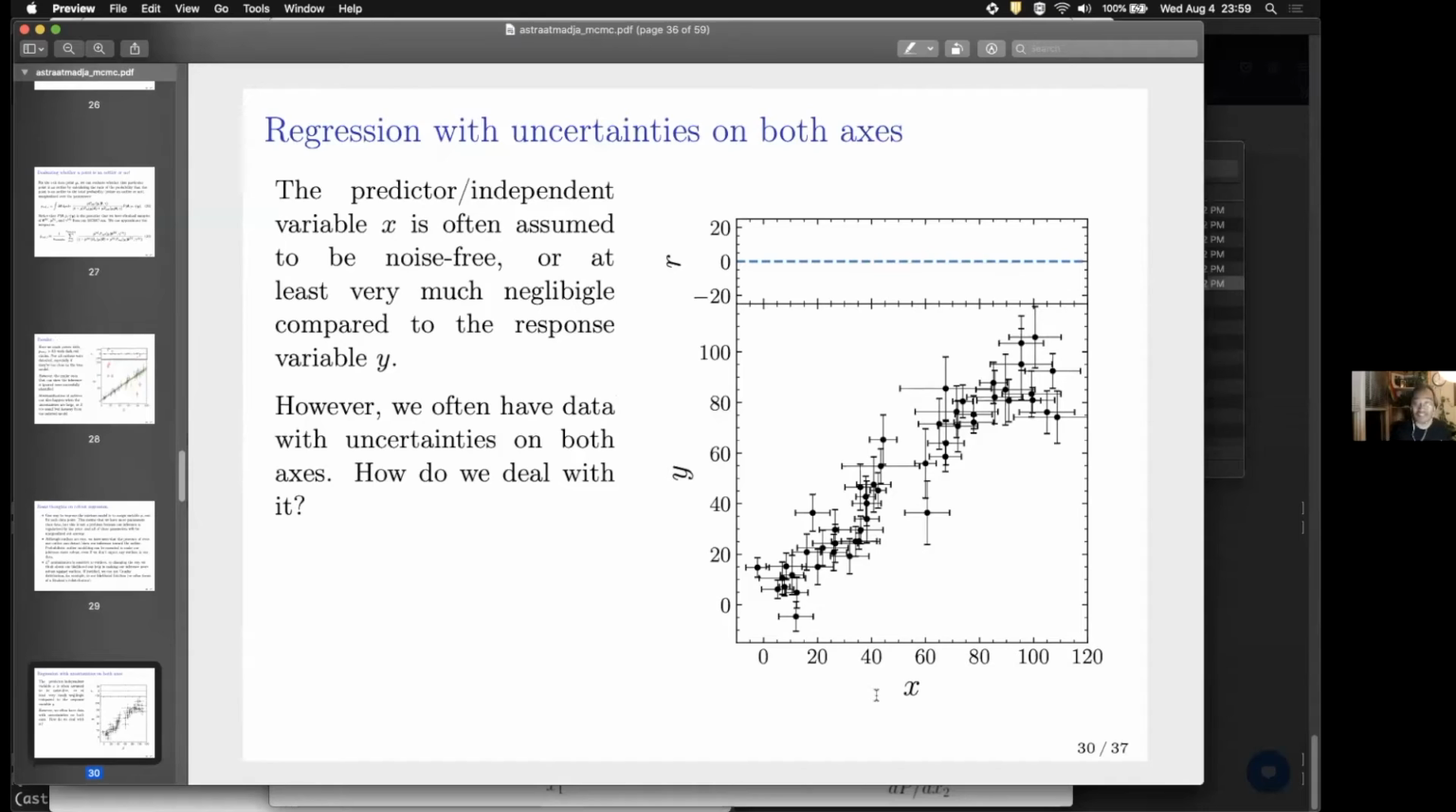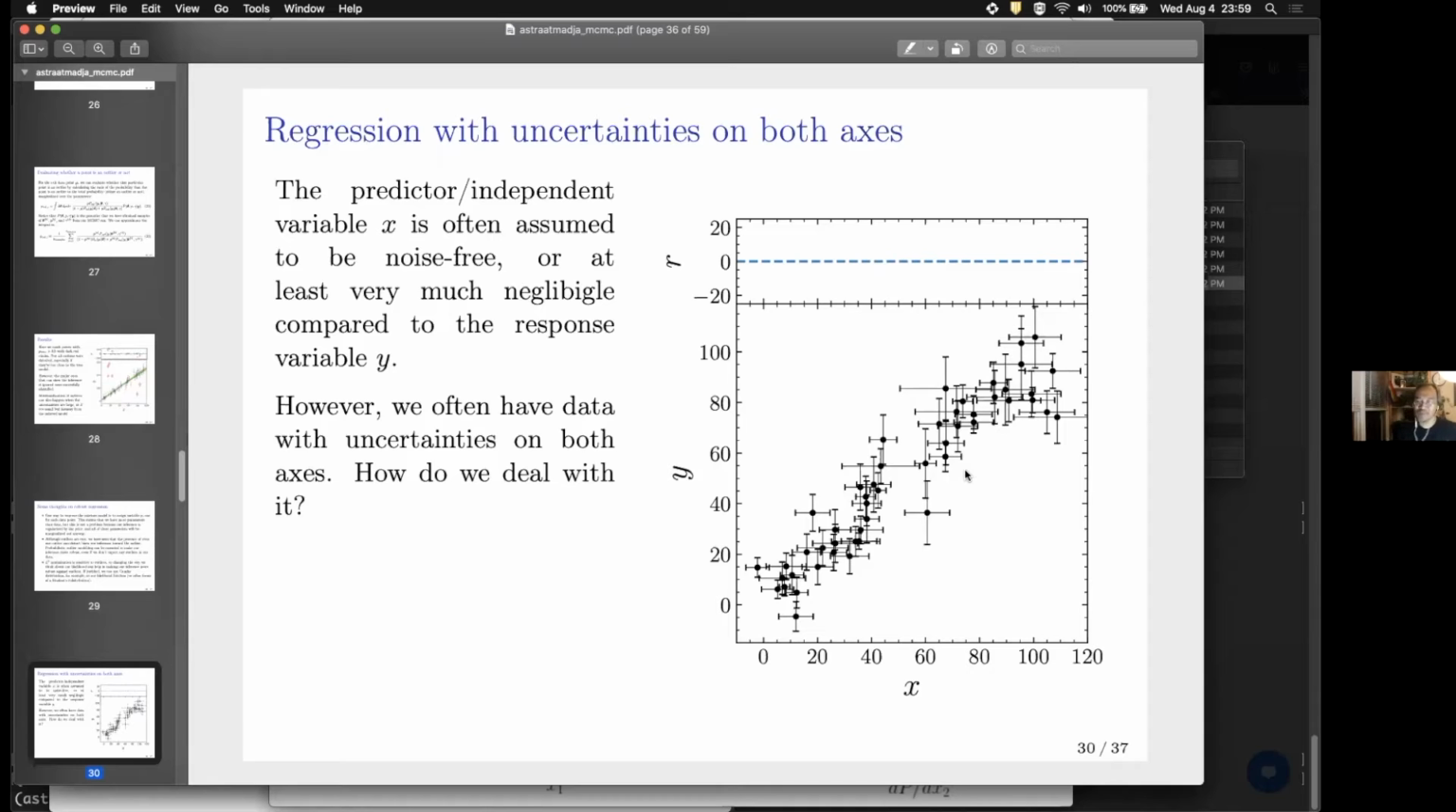Right. So the second topic is regression with uncertainties on both axes. Sometimes we see data that has uncertainties on two axes, not only in y but also in x. Usually we only have uncertainties in the vertical axis because we assume that the noise in the horizontal axis is negligible or noise-free. Noise-free is impossible, but we assume it's small enough that it won't change things by much.